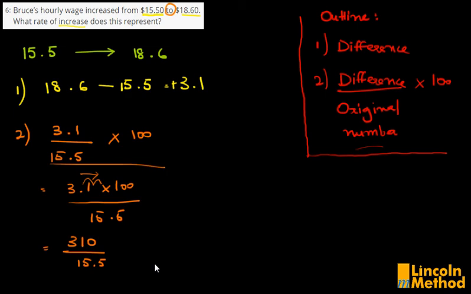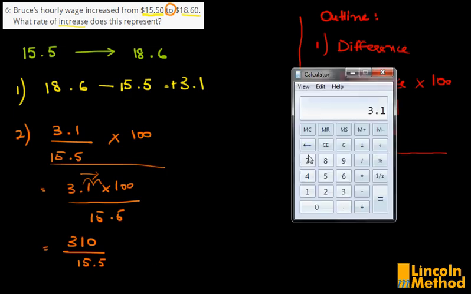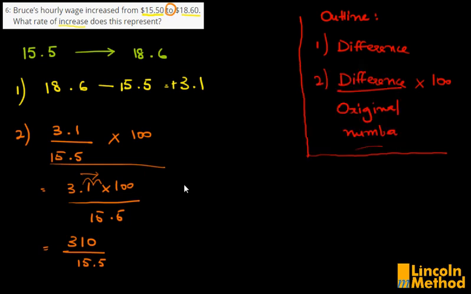So we know that 15 2s are 30, which means we can work this out as well. It should probably be 20, but let's just see what it is. 310 divided by 15.5 is 20. Yes, it's 20. And again, we're talking about percent, so we'll add the percent sign at the end. So 20%. What rate of increase does this represent? It represents an increase of 20%.